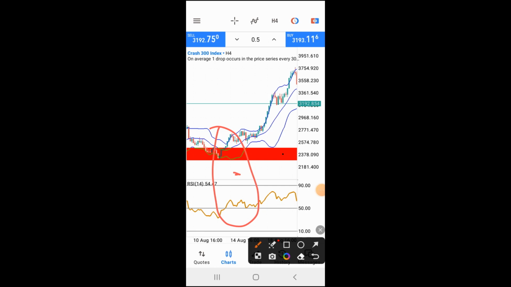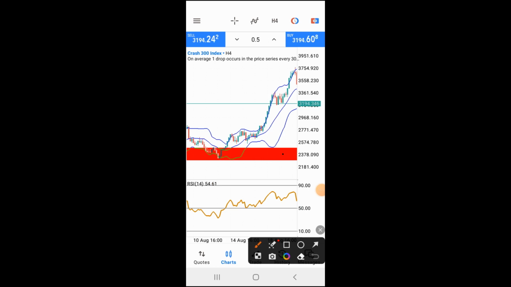For you to know the direction of Crash 300 Index at this particular period of time, just go to your daily time frame. Once you spot that this RSI is above the 50 level and this market is reversing, you can see different types of consolidation and all that, ranging market. And as soon as this line of RSI crossed above this particular 50 level, you can see that impulsive bullish engulfing candle that was established, and that is when you will go to your lower time frame to look for your entry.